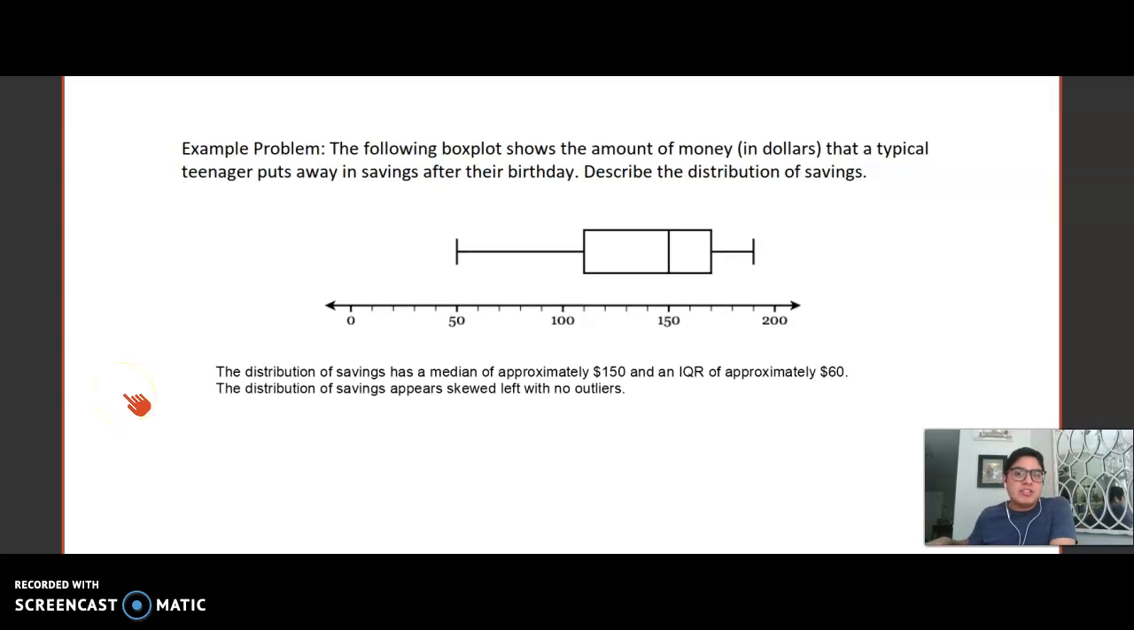Alrighty, the following box plot shows the amount of money in dollars that a typical teenager puts away in savings after their birthday. Describe the savings. Now notice I do not have the actual values, so my wiggle word here is going to be approximately because I'm approximating. Like I don't know if that's actually 110 or 111. I don't know if that's 150 or 152 because the scale here is very minimal. So we're just going to use approximately as our wiggle word. So the distribution of savings has a median of approximately 150 with an IQR of approximately $60. And the distribution of savings appears skewed left with no notable outliers.